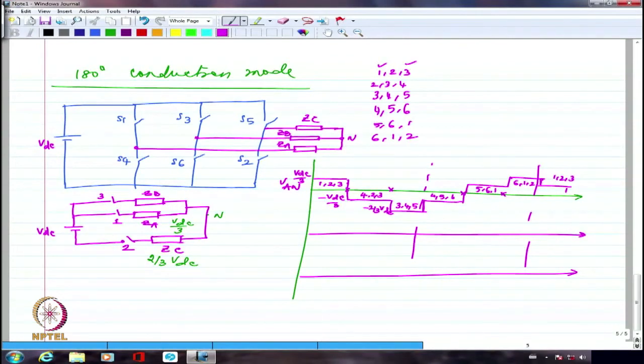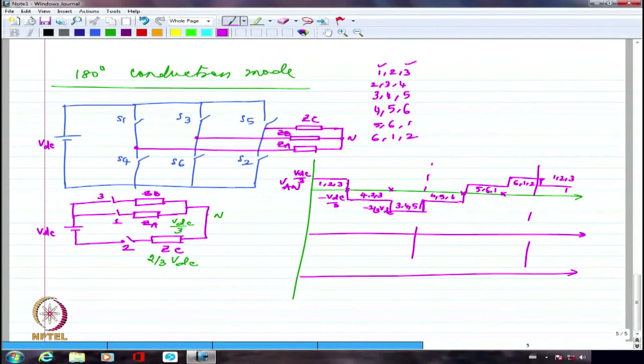Right? So you can see again that phase voltage in this particular case has basically plus VDC, plus 2 by 3 VDC, then minus 2 by 3 VDC, plus VDC by 3 and minus VDC by 3. So you have basically 4 different levels that are coming up in this phase voltage as compared to what we got in the other 120 degree conduction.